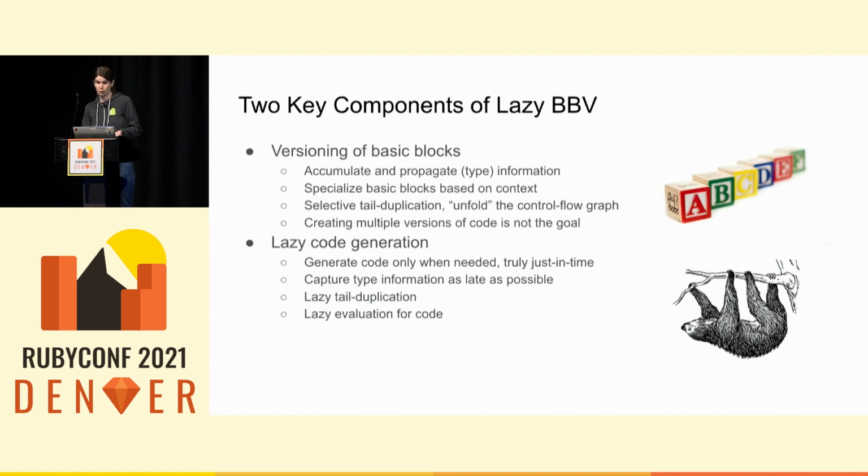So there's two key components to this technique. The first is the versioning of basic blocks, where we generate multiple versions of code that are specialized based on types in a given context. The second component is the lazy generation of code. That's when we generate code only when needed, truly just in time. I would say this technique is maybe the most just-in-time type of JIT that you could have, where it tries to capture type information as late as possible. And it's a little bit like lazy evaluation for code.